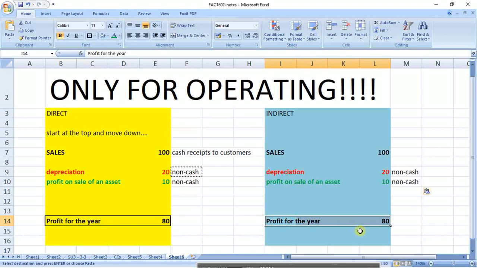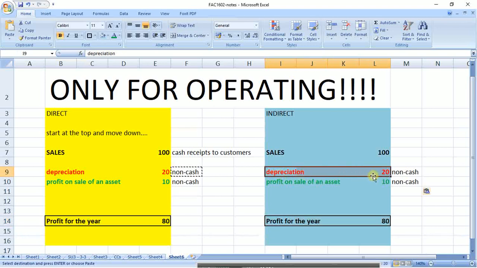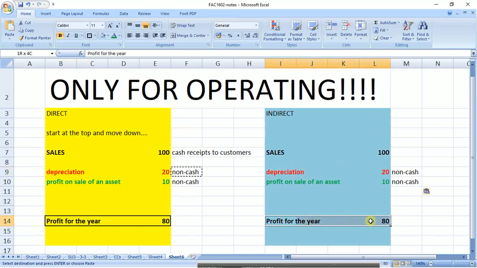Am I supposed to put depreciation in? Only for the indirect method. But am I supposed to put it in terms of cash flow? No. So now, if I take out a negative, what does that do to the answer? It's going to increase it. Exactly. See, you're eliminating non-cash items because that wasn't cash flow.